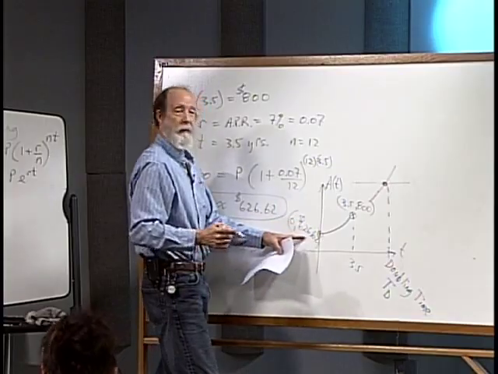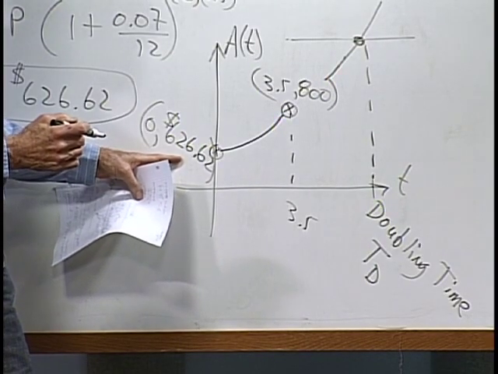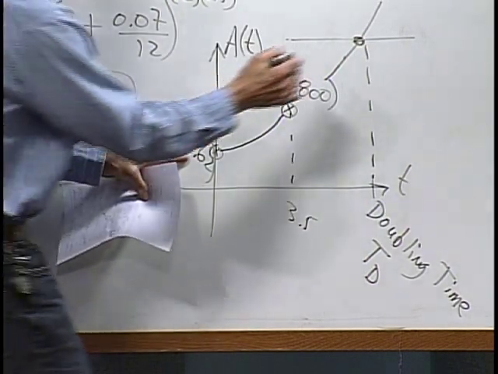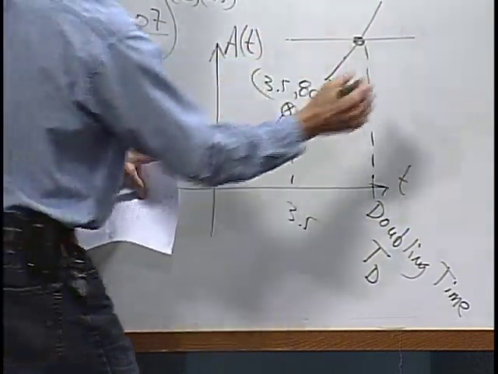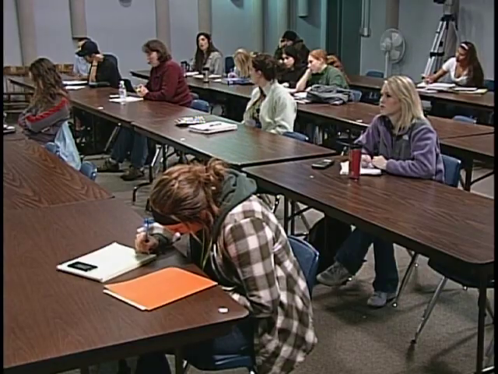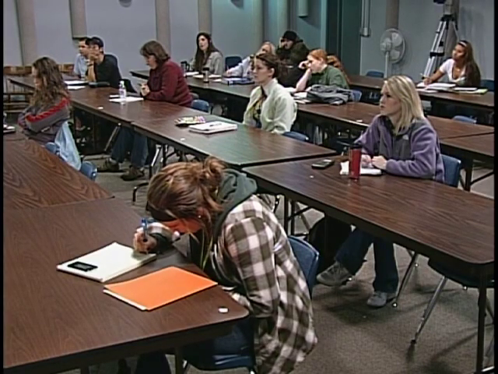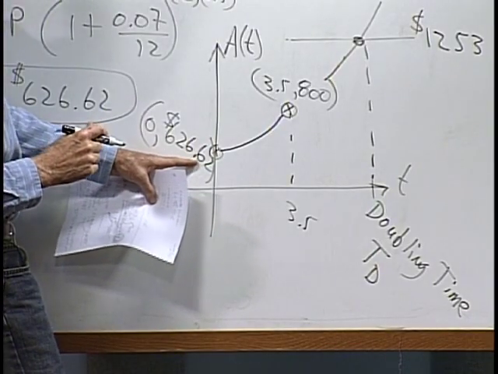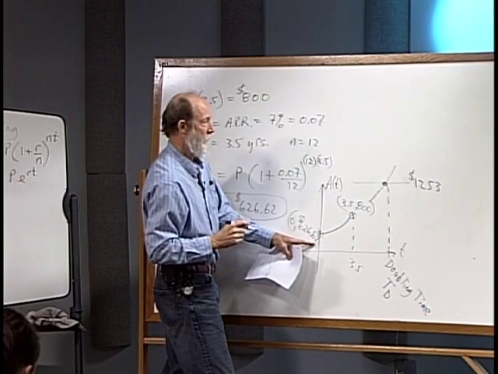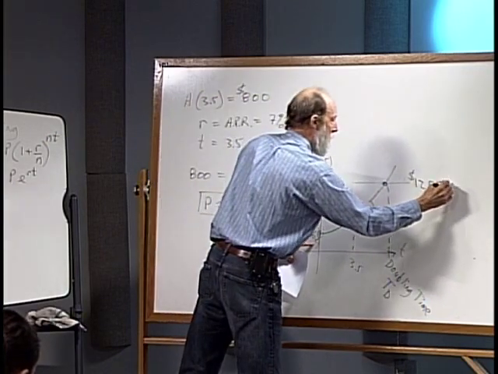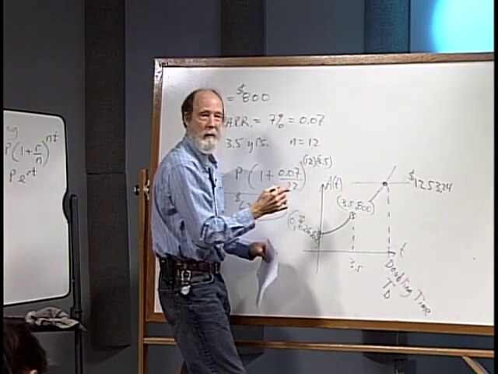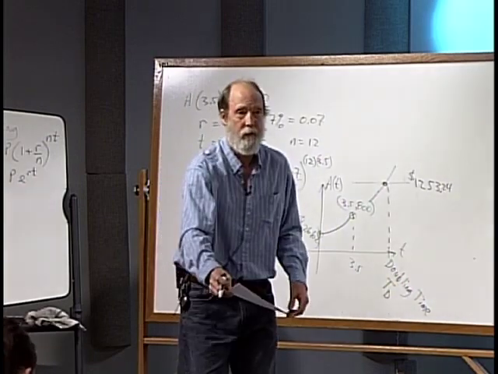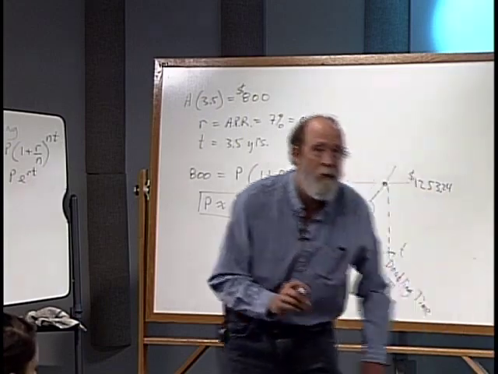So how would we do the math to figure that out? We want to figure out this doubling time, this height right here, this amount of money. Wouldn't you use, instead of putting 3.5 in for T, you'd just put T there? Doesn't this have to turn into $1,253.24? Yeah. So we're trying to get up to that level. And as Melissa said, you'd use the formula, putting just T instead of 3.5 and solving for T.